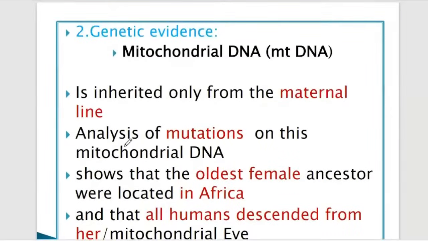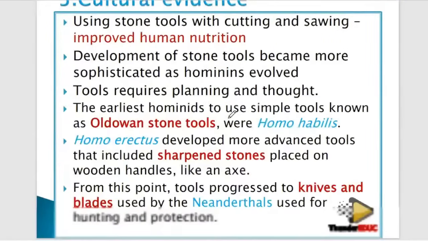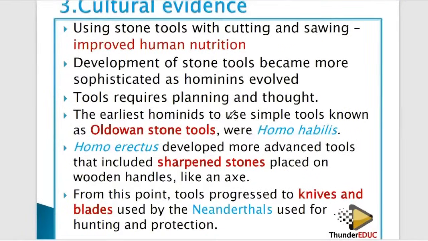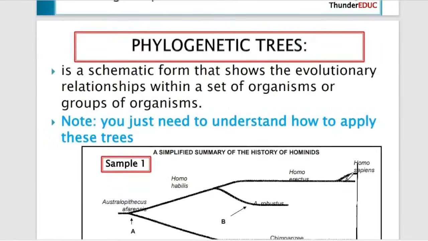Mitochondrial DNA, that's genetic evidence. Now here you just talk about where the oldest female was discovered. Is it clear? Then cultural evidence: you talk about the oldest tool, which is Oldowan, discovered in Africa. So basically that's what you need to talk about. Lastly is the phylogenetic tree.